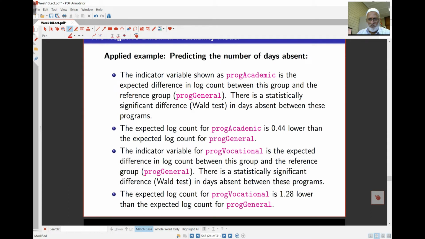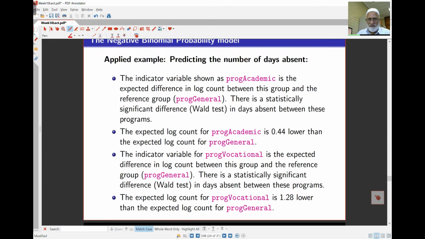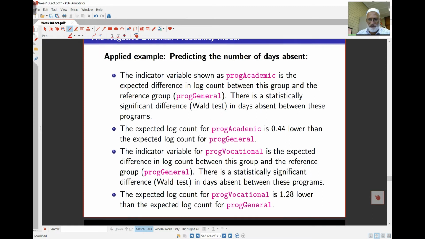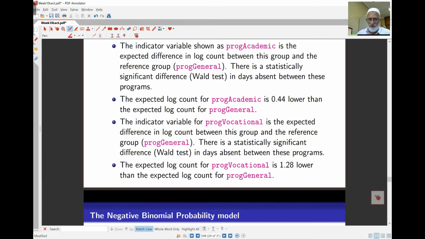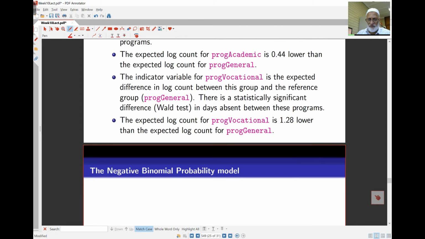So, program: academic and general here. It's academic here and vocational, with reference to general. You find that the program academic is 0.4 lower than general regarding the expected log count, and the log of the mean for vocational is also going to be lower compared to general. And you can see what's going on here is by an amount of 0.44 and by an amount of 1.28 as far as the expected log counts are concerned.